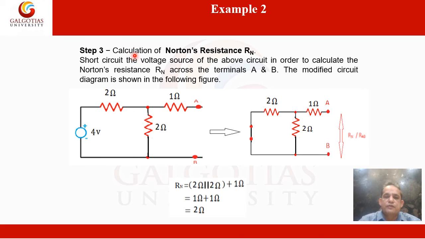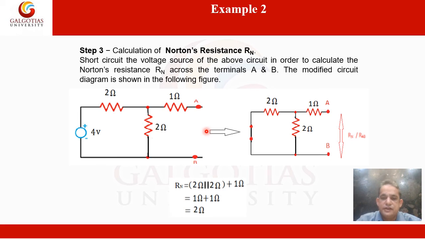In step 3, calculation of Norton resistance. To find the Norton resistance, short circuit the voltage source of the above circuit in order to calculate the Norton resistance RN across the terminals A and B. All the sources are converted into their internal resistance. Here in the circuit a voltage source is given, so we convert the voltage source into its internal resistance.